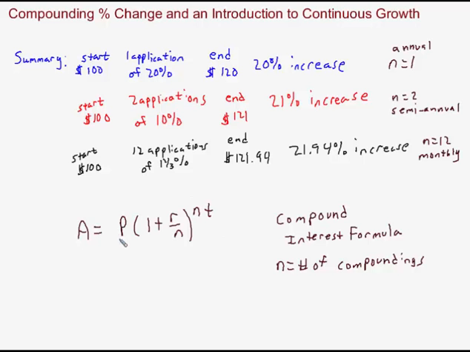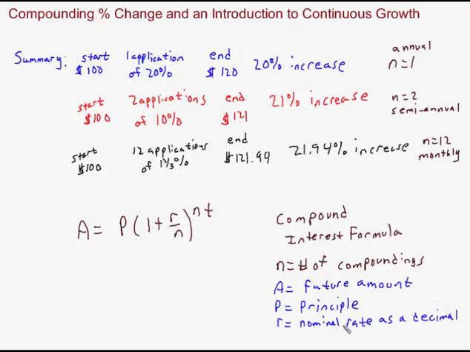So for example, A can be thought of as the future amount of money, whereas P is the initial investment called the principal. R is the nominal rate as a decimal. Sometimes banks call this the APR of a bank account. And finally we have T as time in years. So suppose I was to plug numbers into this formula and try not to think too hard about it and do my 1 application of 20%.